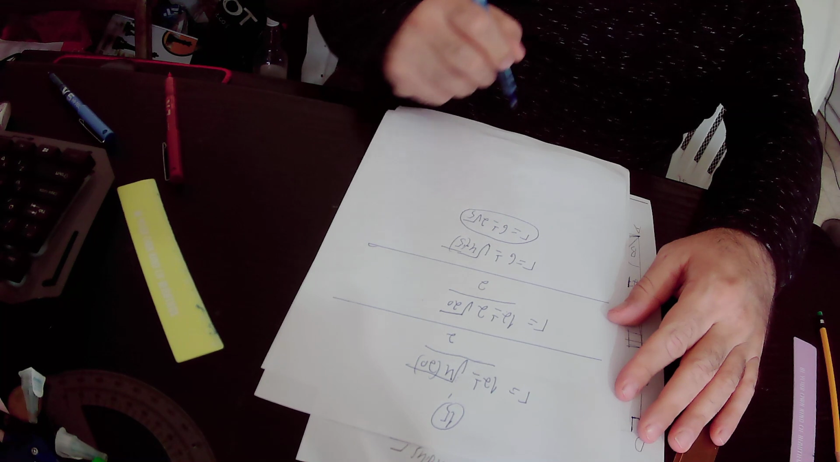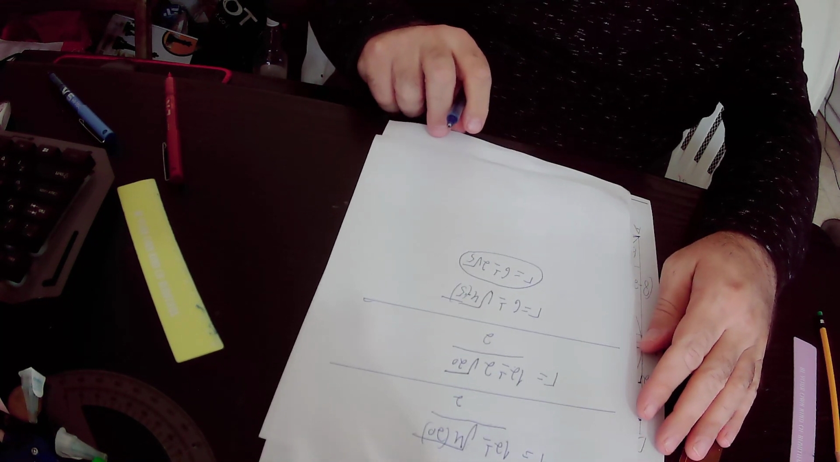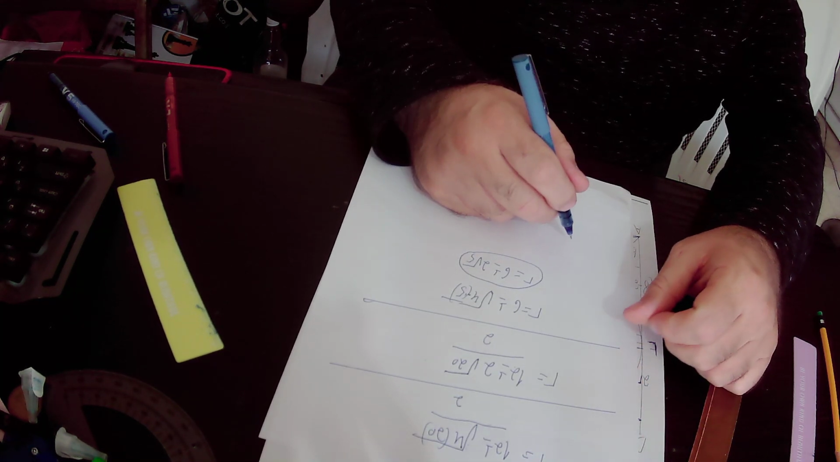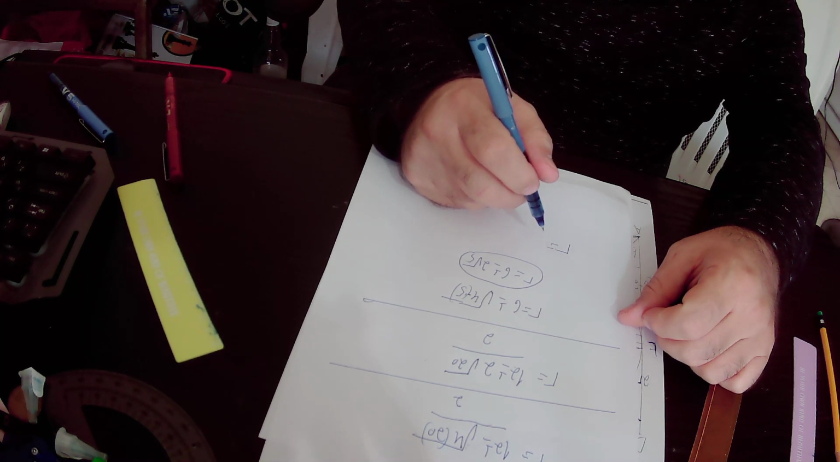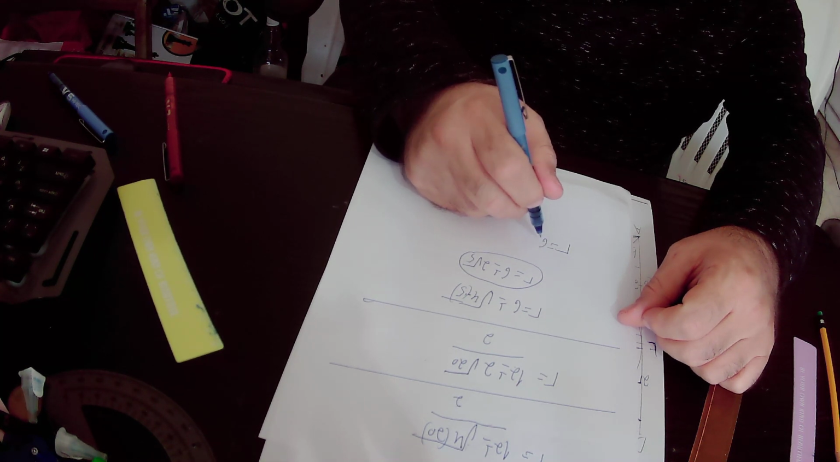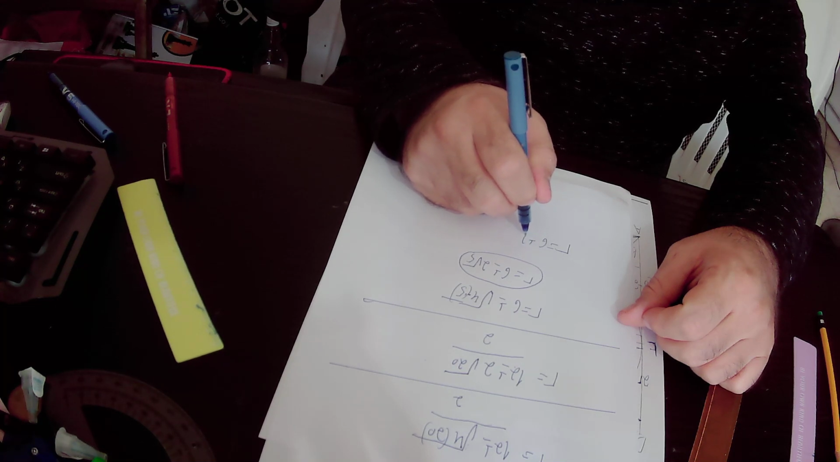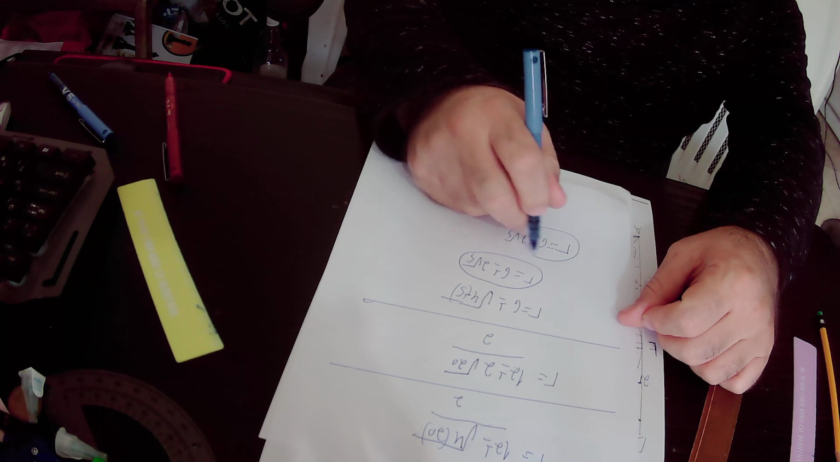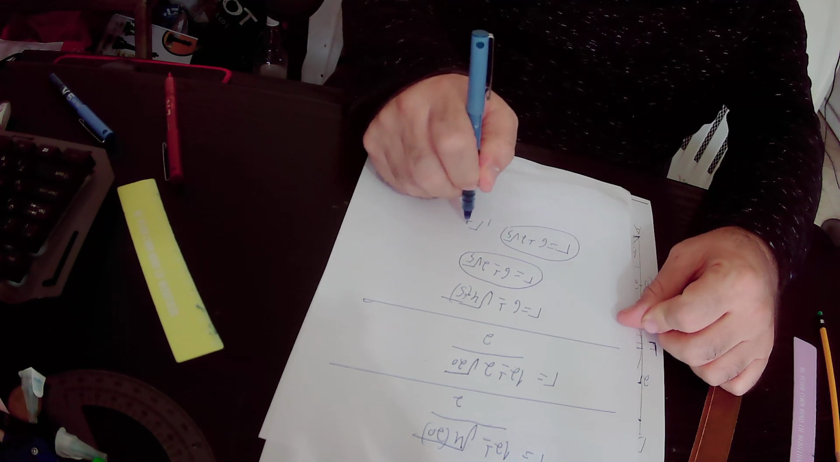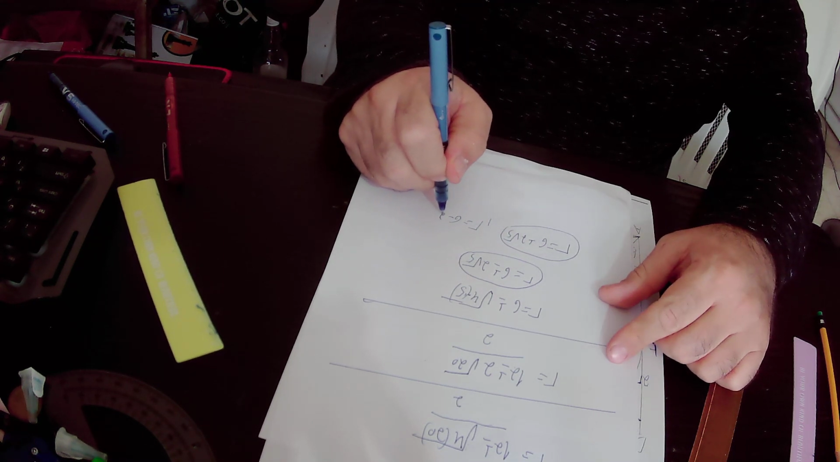So we have two answers for r. The first solution is r equals 6 plus 2 times root 5, and the second solution is r equals 6 minus 2 times root 5.